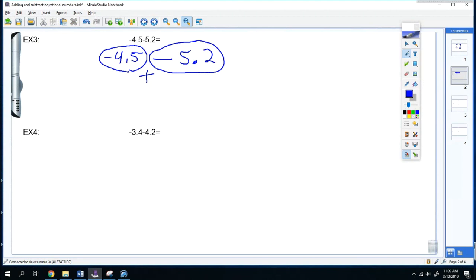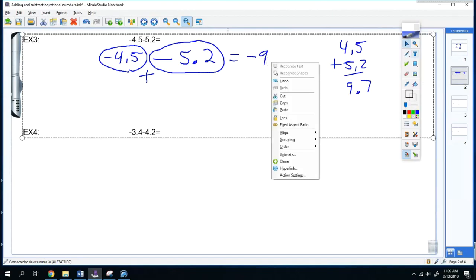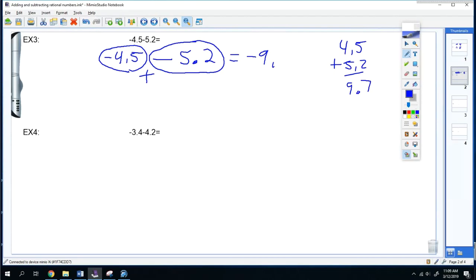So since they have the same sign, I just add them. So you're going to do 4.5 plus 5.2. It's 7. It's 9. So it equals negative 9. Oops, sorry, guys. Negative 9.7. Okay, so you try one.